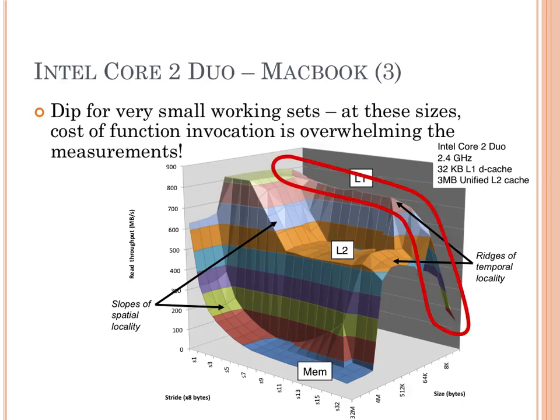Okay, let's see. There's this weird dip toward the back, and people always notice this, and they're like, what the hell is going on there? Well, at some point, your working set is so small that you have the loop setup and loop teardown, and you have the function invocation to go call the test loop and the return from that, and all of that stuff has an overhead as well, and it starts to overwhelm the measurements.